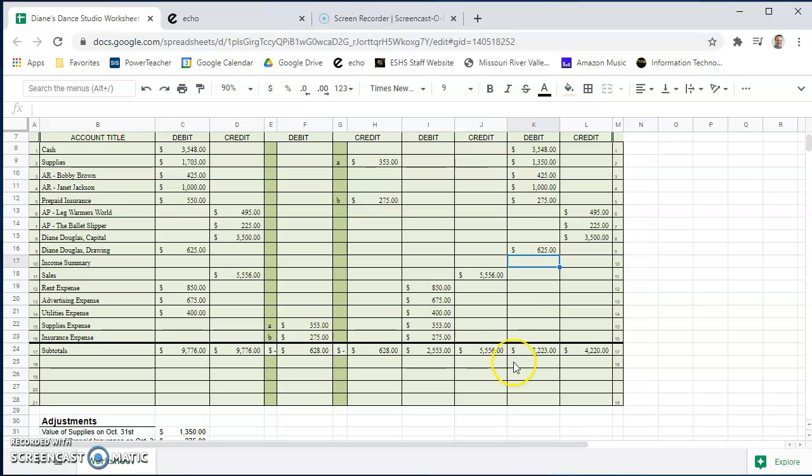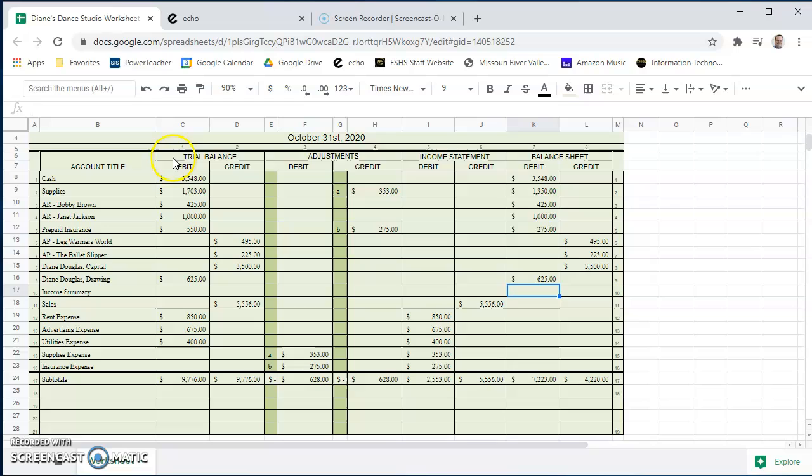As you guys know, debits and credits always have to equal. And if I start looking in my different sections of this document, I can check to see if debits and credits currently equal. So how about in the trial balance section? We looked at this earlier. Debits and credits equal, $9,776. In the adjustments section, debits and credits equal, $628, $628.